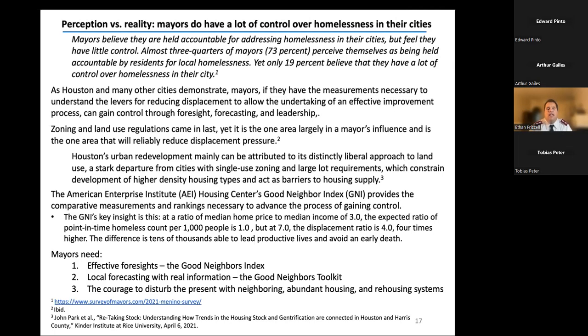And our key insight is that the ratio of median home price to median income is the primary indicator of the rate of housing displacement in the future. So what we recognize is mayors need effective foresight, local forecasting with real information, and the courage to disturb the present with neighboring, abundant housing and rehousing systems. And so with that, we will go to the index.